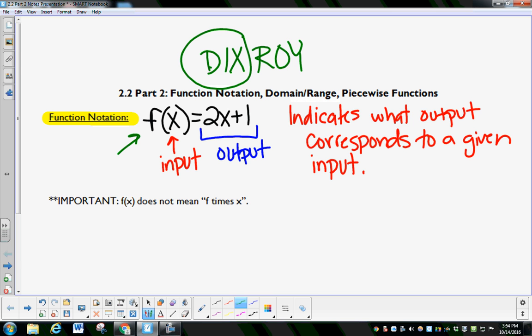It's really, really important to note that f of x does not mean f times x. It means that we're inputting x into the function and we're going to call it f. The most common thing to call a function is f of x, or you might call it g of x. Those are the two most common, but you can use any letter. So just keep in mind that what you are putting in is your input, that's usually your x, and what you get out is your output, that's your y.